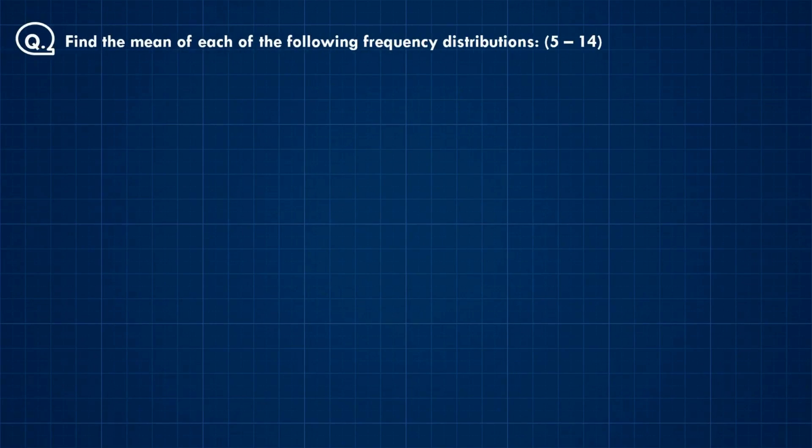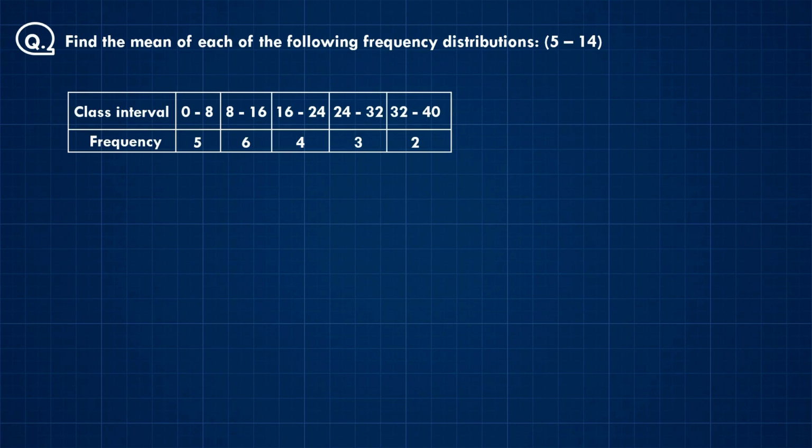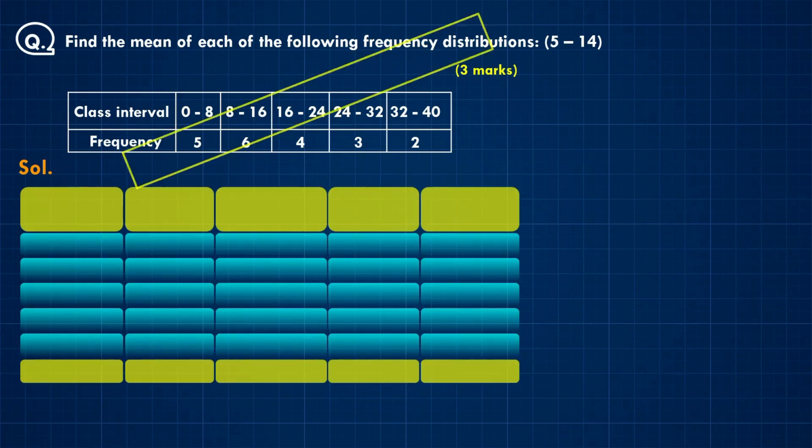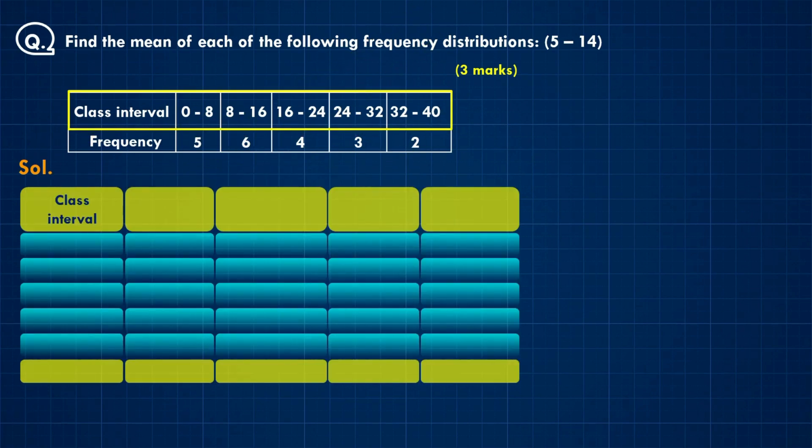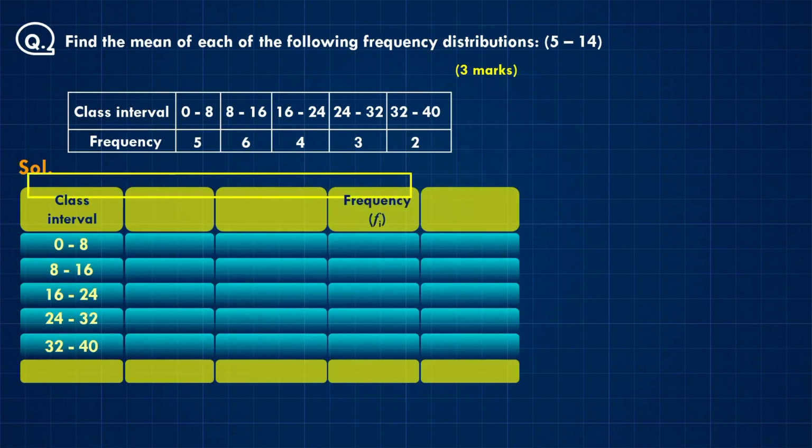Now let's take a look at the next problem. Find the mean of each of the following frequency distributions, 5 to 14. The class interval and frequency are given. So this is almost a 3 marks question. So let's take a look. Again, first we will copy the class interval, and then we will copy the frequency.